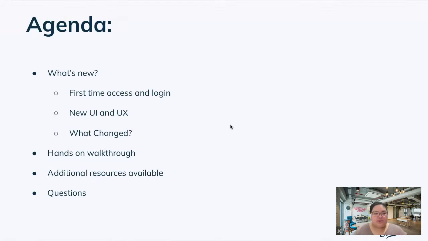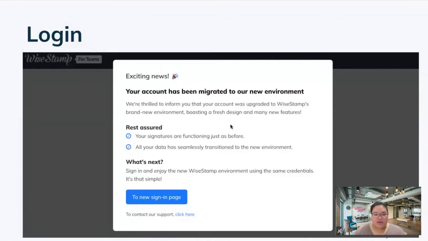Okay? So first things first, any time that you access the old WiseStamp version, you will have this pop-up on your screen, which says that you have been migrated to the new WiseStamp environment, which means that all of your signatures are functioning just as before. All of your users are already activated, and all of your data has been seamlessly transitioned to the new platform. By the way, no need to worry, all settings, integrations, custom templates, as well as signatures that you might have on the old platform will be transferred over to the new platform at no cost.